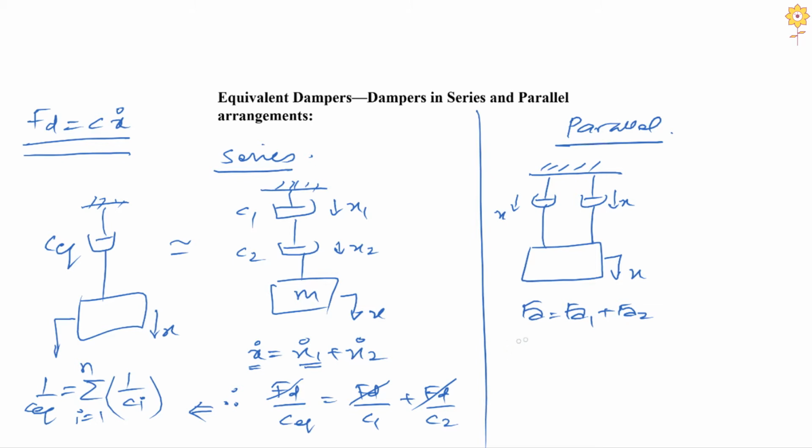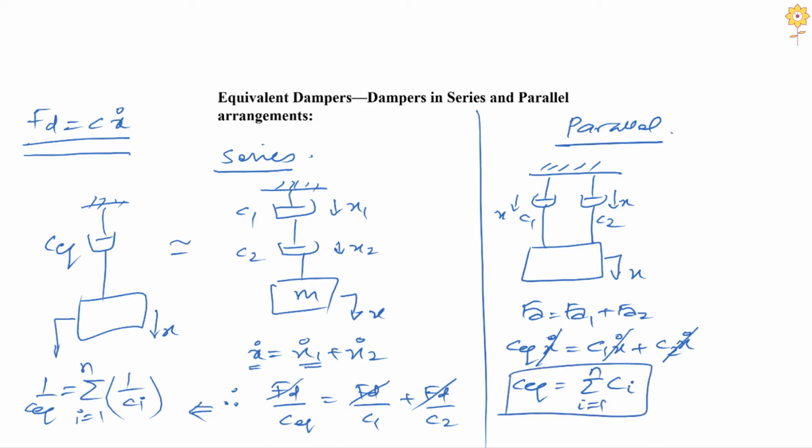Therefore I write initially for the equivalent system, C equivalent into x dot is equal to C1 x dot for the case of the first damper, plus C2 into x dot for the second. I know that both the dampers have the same relative motion and hence the same velocity, so x dot can be cancelled out. Ultimately I have the equivalent damping coefficient as the summation of individual damping coefficients, where i is equal to 1 to the number of dampers.